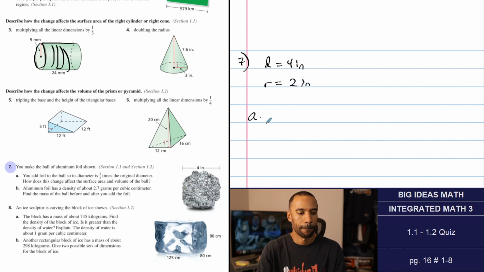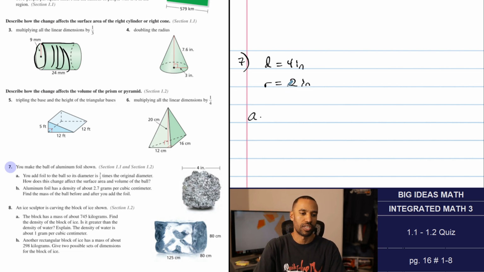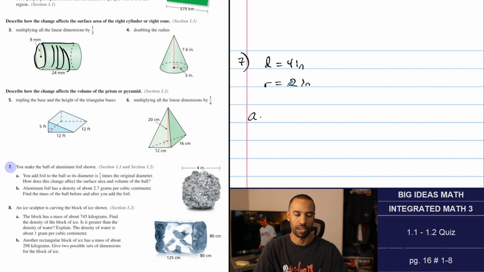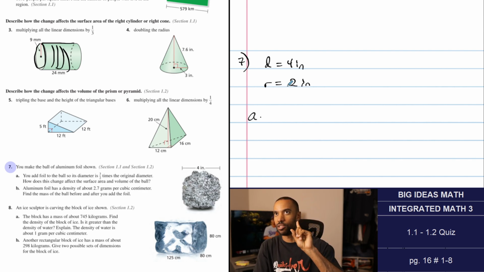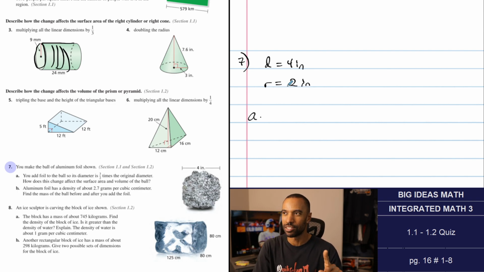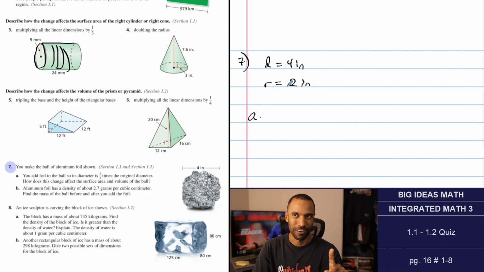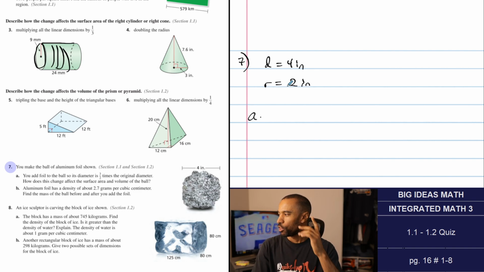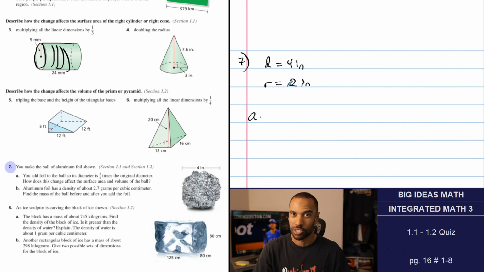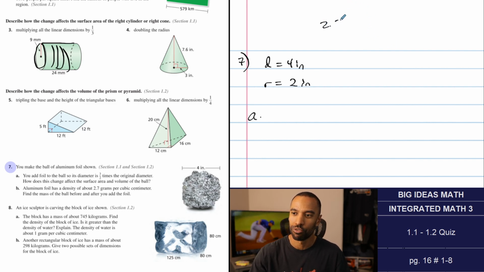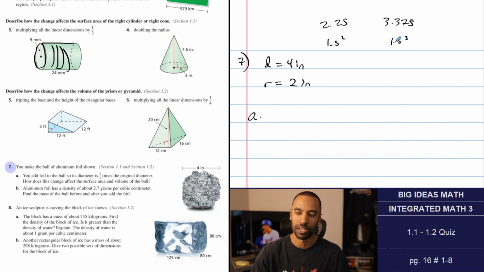Let's figure it out. Part A. You add foil to the ball, so its diameter is 3/2 times the original diameter. How does this change affect the surface area and volume of the ball? Surface area is going to be 2.25 times the size. Volume, I need to do this in my head first. Volume's going to be 3.375 times the size. Bank on it. So 2.25, 3.375. This is 1.5 squared. And I assume this is 1.5 cubed, because that's 3/2 cubed, 27/8, should be 3.375. Okay, I think that's going to be it. All right, let's try it.